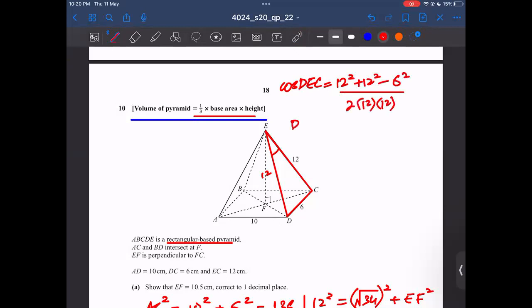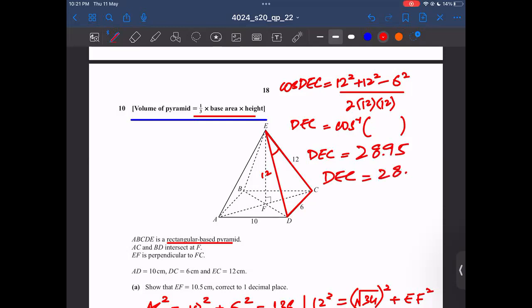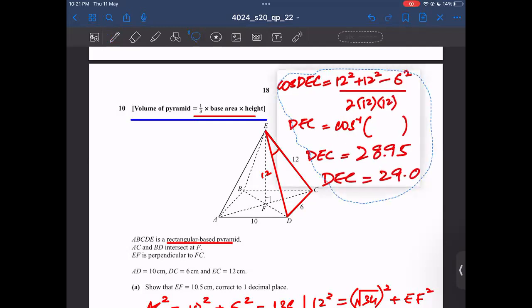Now whatever answer you got, just take out the cos inverse of this value. The angle DEC is going to be equal to cos inverse of 12 square plus 12 square minus 6 square upon 2 into 12 into 12. So I got the direct answer, 28.95. In 3 significant figures it is 29.0. You need to write down the 0.0 as well for the 3 significant figures.